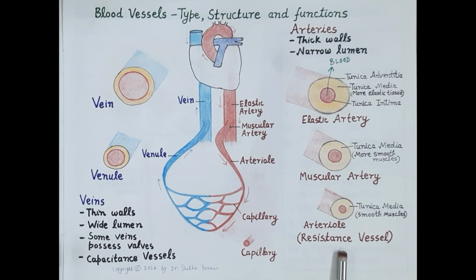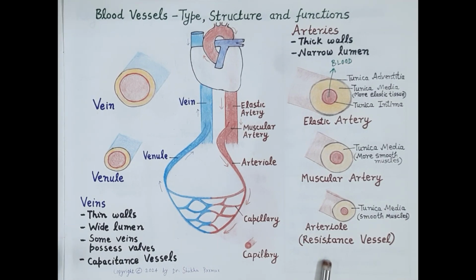Now, when they contract, their lumen reduces in the size, and the reduced size of the lumen resists the flow of blood. Now, since these blood vessels, they resist the flow of blood, they are also known as resistance vessels. And these are the blood vessels, arterioles are the blood vessels that regulate blood pressure of the body.